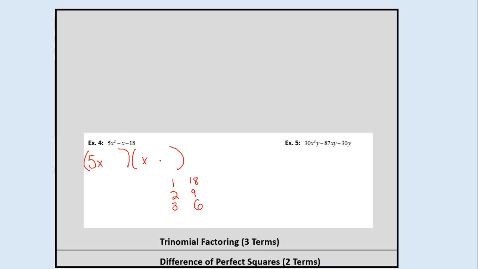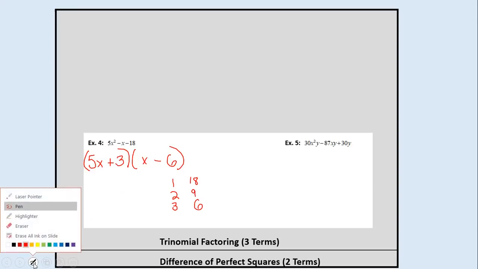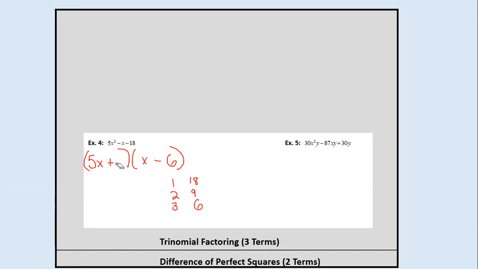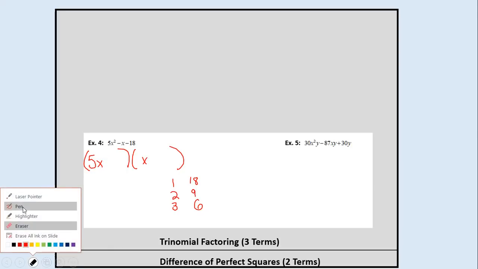Let's try a -6 and a +3. Well, that's going to be -30 plus 3x. Oh, Lord, that definitely is not going to make a -1. So let's do a switch swap here. Do some changes.